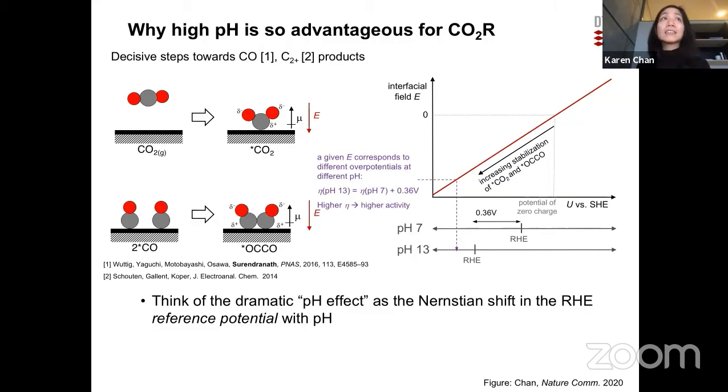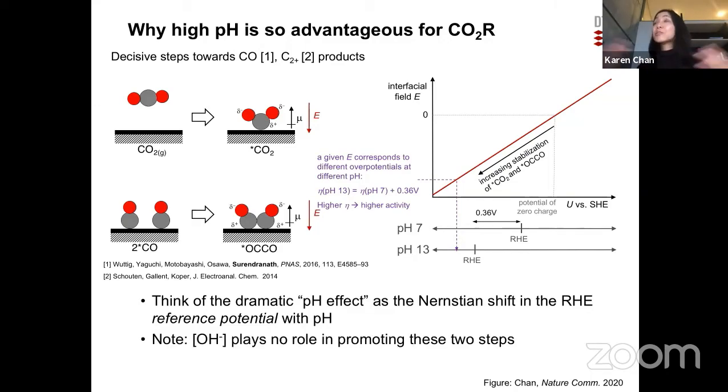And in addition to that, nowhere here have we considered OH minus. And so you can produce a whole bunch of OH minus, but that is not helping your C2 product selectivity. It's the potential, because this is a potential-driven process. And this distinction is important.